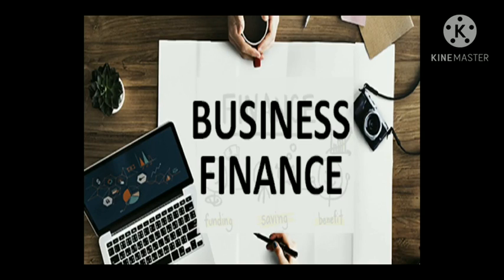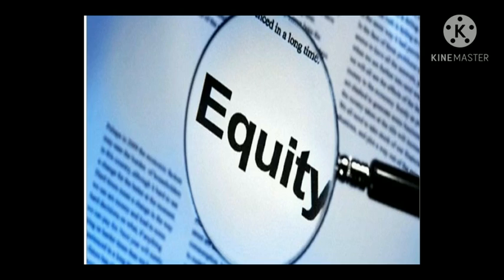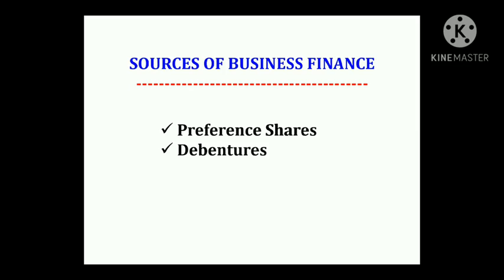In the previous class, we have discussed two important sources of business finance. They are commercial papers and issue of equity shares. Hope you learned those portions. Today we will discuss another two important sources of business finance. They are issue of preference shares and debentures. At first we will discuss what are preference shares and their main merits and limitations also.